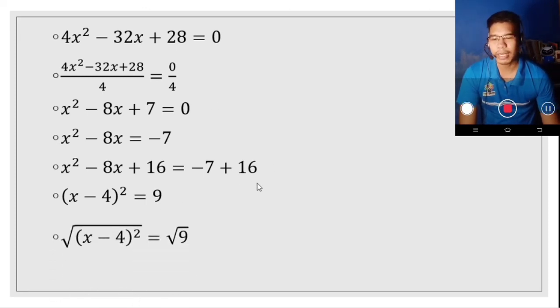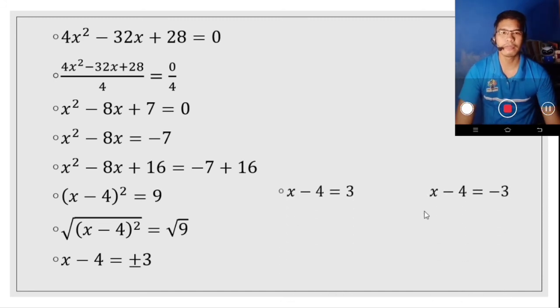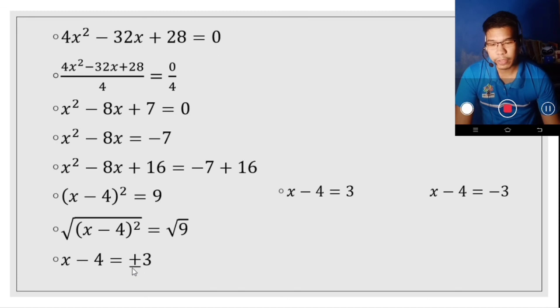After that, we extract the square root of both sides of the equation. So that is square root of x minus 4 quantity squared equal to square root of 9. After that, the remaining equation now is x minus 4 equal to positive and negative 3. So this time we're going to solve the two linear equations. The first one using positive 3 and then the other one using negative 3. So this is x minus 4 equal to positive 3 and x minus 4 equal to negative 3.